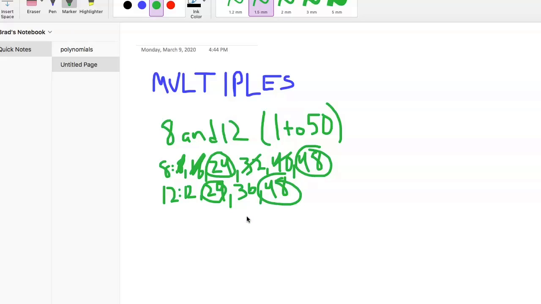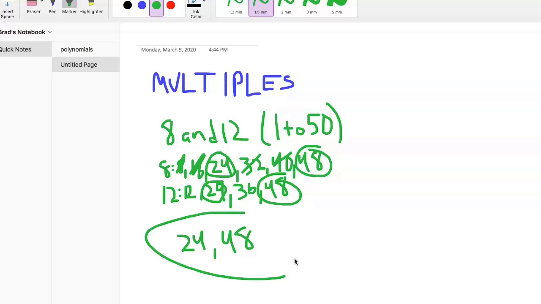And so when they say, what are the common multiples of 8 and 12 from 1 to 50, our answer would be 24 and 48.